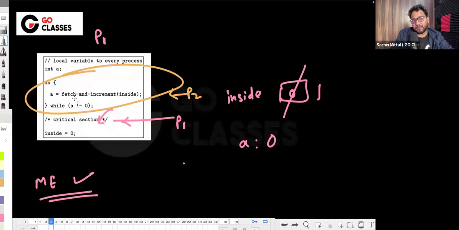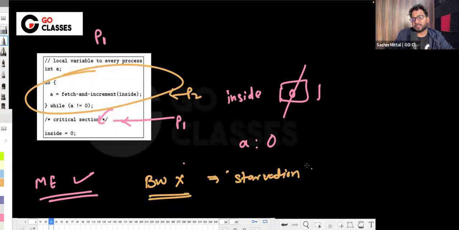Why? Because a will be 0, and the condition will be false again for P1. P2 might be waiting, and P1 can go out and come again immediately. So it is definitely possible. At the time P2's turn comes, P1 is in the critical section. That is why bounded waiting is not satisfied, which means starvation is there.